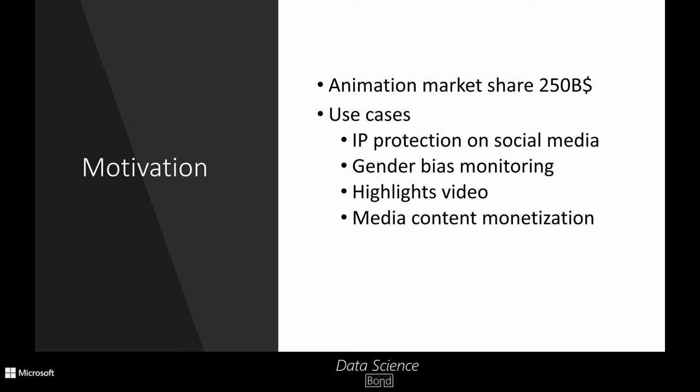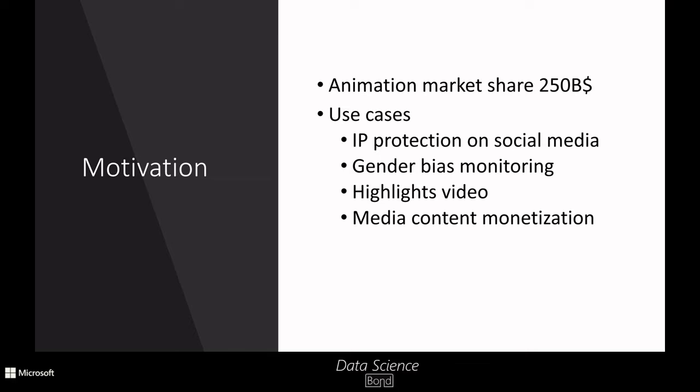The first was IP protection on social media, both to keep our brand safe as a media company and to see trends in the network. Gender bias monitoring. So all sorts of biases are monitored by media companies, which are not the studios. The studios have the script itself, right? They know more or less where each character has appeared, but media companies get the final product and distribute it across their network.